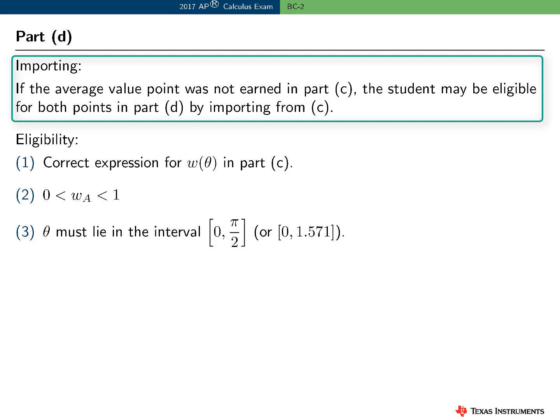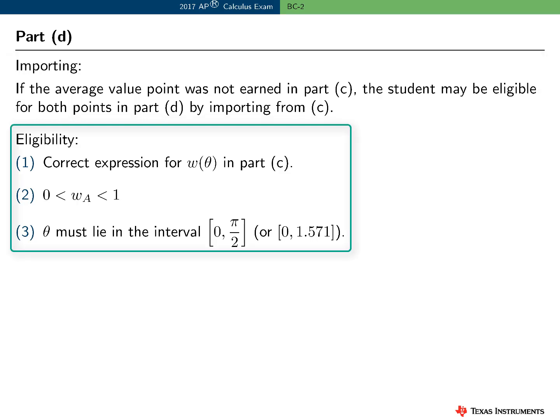There's one more issue in scoring Part D. If the average value point was not earned in Part C, the student may still be eligible for both points in Part D by importing their answer from C. However, they must have a correct expression for W of theta in Part C, and their average value must be between 0 and 1, and the value of theta that they find must lie in the interval 0 to pi over 2.